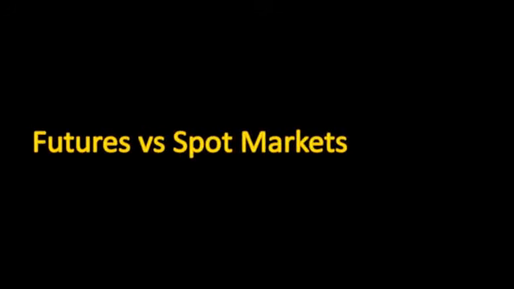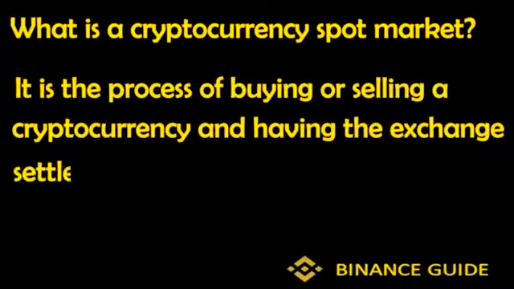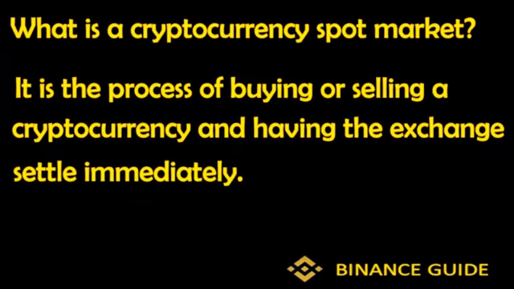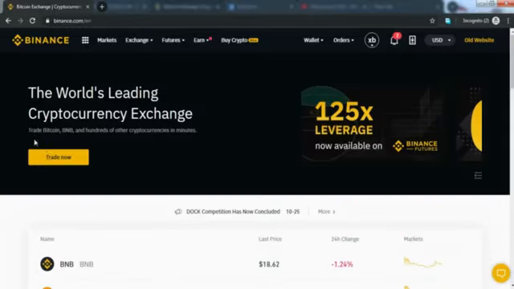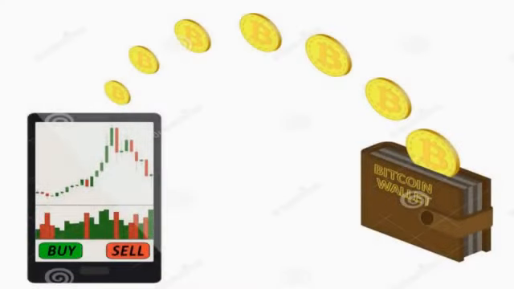Now before we proceed on how to trade, let's quickly discuss the difference between the spot market and the futures market. What is a cryptocurrency spot market? It is the process of buying or selling a cryptocurrency and having the exchange settled immediately. For example, if I was on a BTC spot market, I would be able to buy or sell bitcoins immediately and have direct control over my bitcoins, where I can send them to my own wallet or keep them on the exchange for the next trade to come.